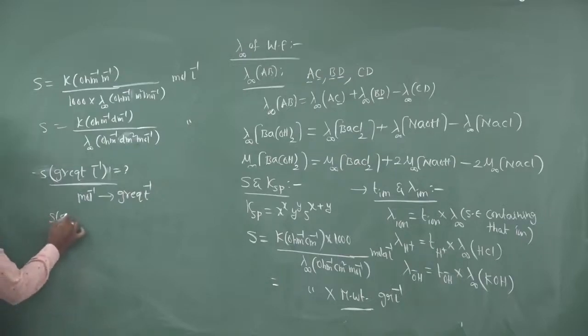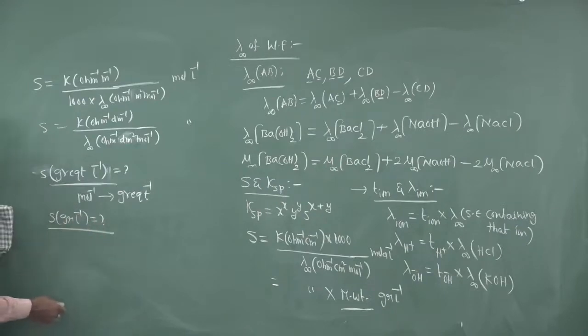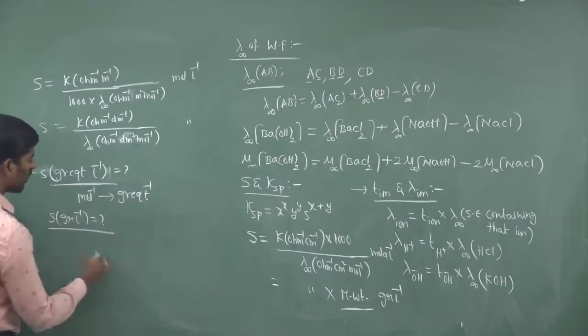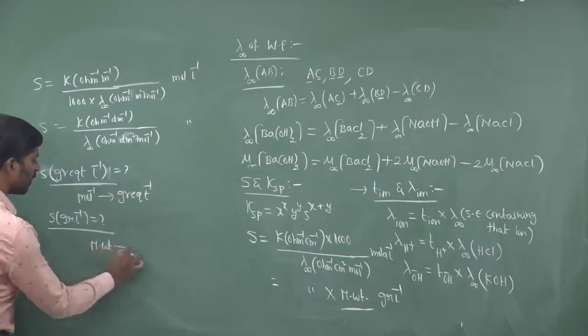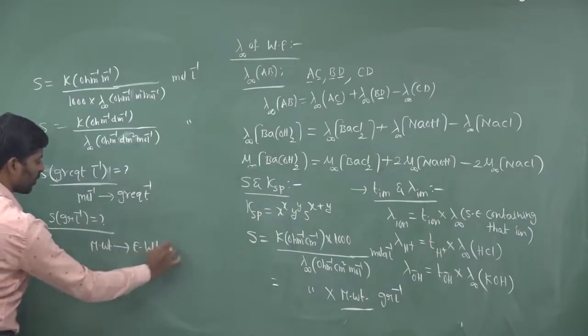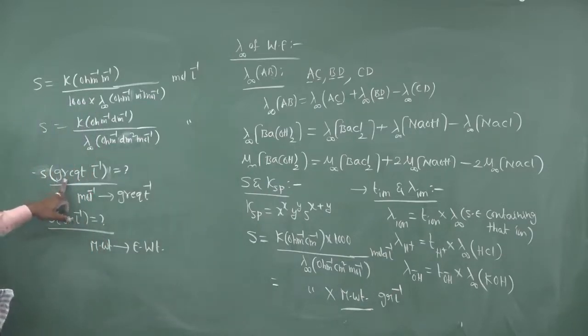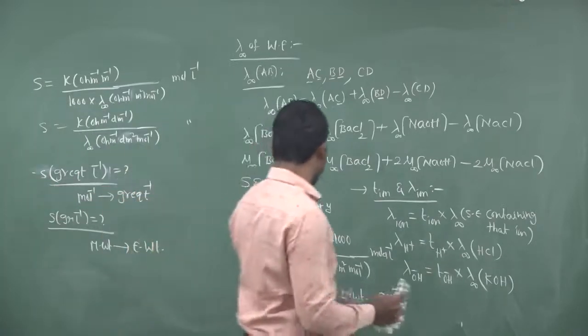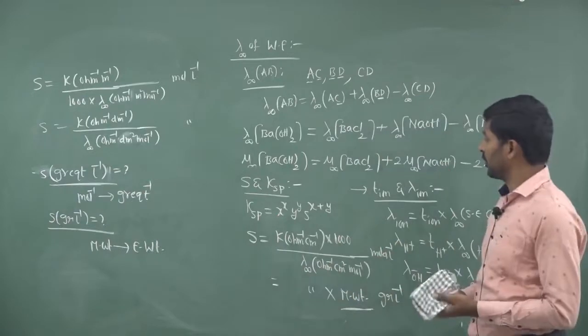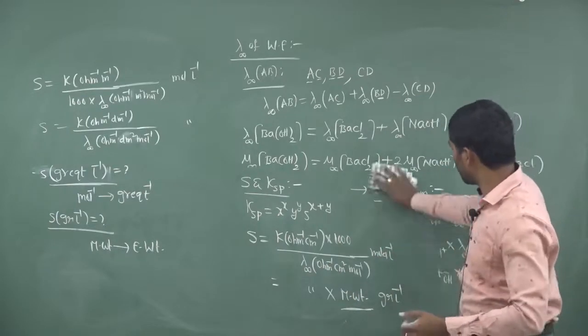And if you want to get solubility in grams per liter, then molecular weight we have to replace by equivalent weight. After getting in gram equivalents per liter, if we want to convert into grams per liter, we have to multiply with the equivalent weight, in the place of molecular weight. Like that, the total 12 equations we will get.